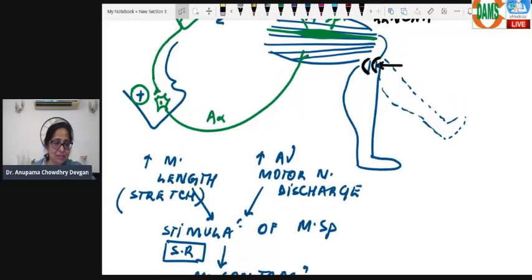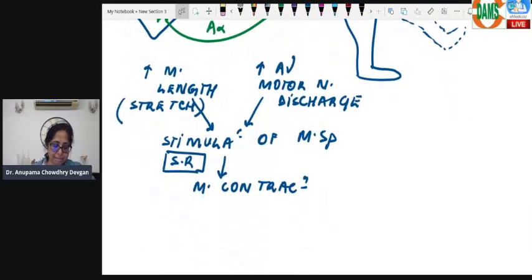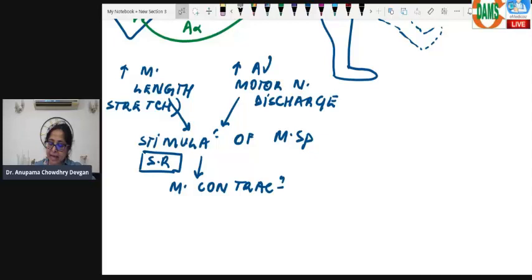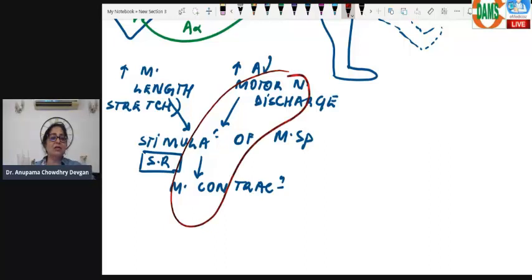So, and remember, whenever the spindle is excited, the result will be a muscle contraction, right? Okay? Now, an important part: when I increase the A gamma discharge, yes, the spindle gets stimulated. Yes, there is going to be a muscle contraction, but a very important point to understand. Listen to this very carefully.